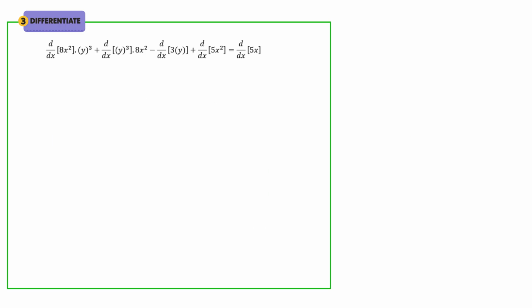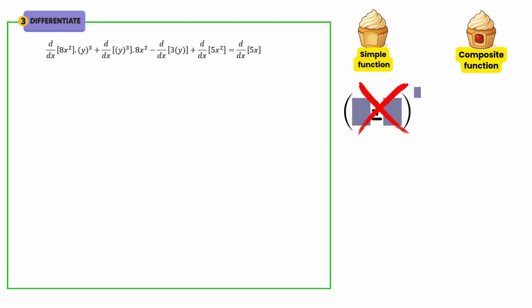In the third step of our game plan, we actually differentiate, and this is where we use the cupcake method to decide whether each piece is a simple function or a composite function. When we just have ordinary letters with no brackets raised to a power, we use the circle trick of ordinary differentiation. But when something is inside brackets and raised to a power, we use the chain rule.